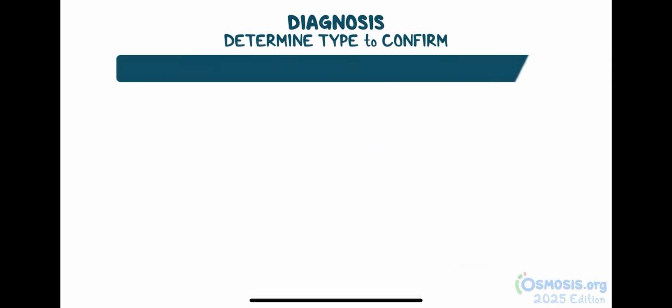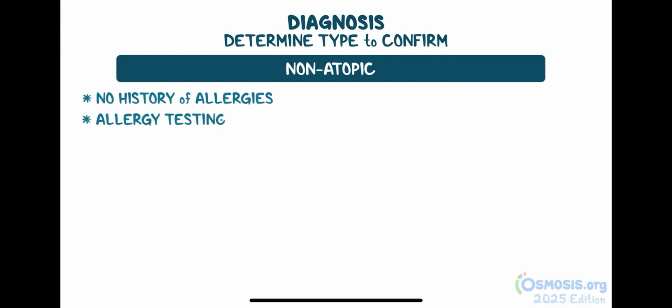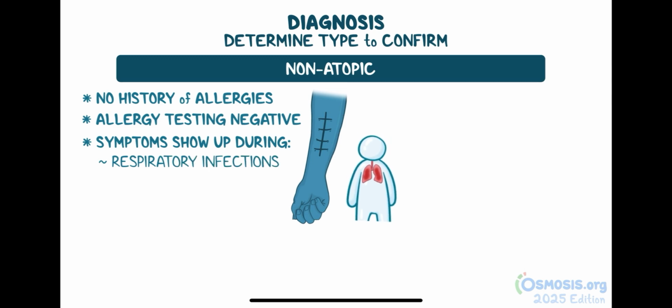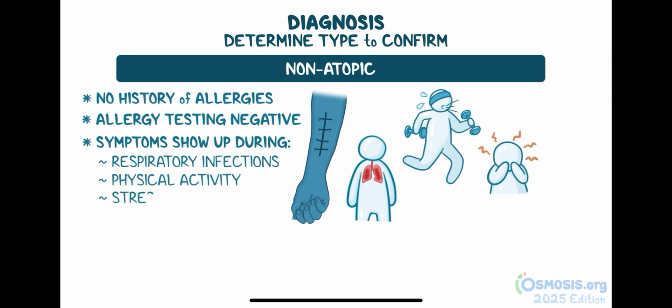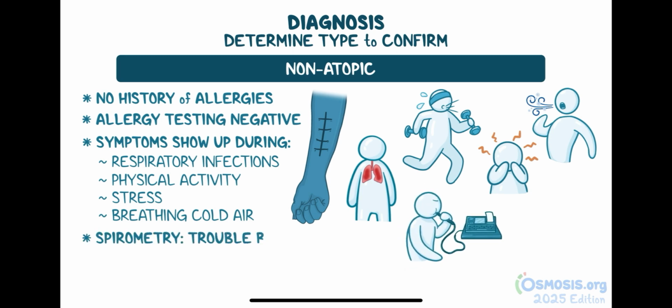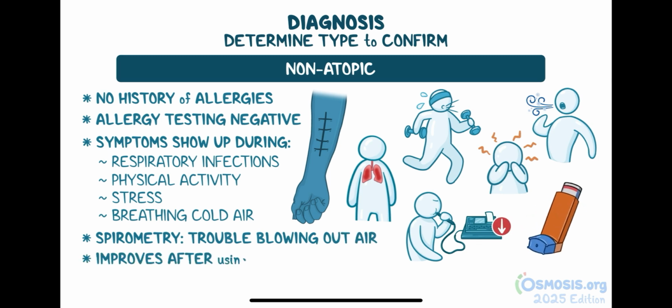On the other hand, in non-atopic asthma, there's no history of allergies, and allergy testing is typically negative. Instead, these individuals report that their symptoms show up during respiratory infections, physical activity, times of stress, or even when breathing cold air. And just like with atopic asthma, spirometry shows the same breathing pattern, meaning a person has trouble blowing out air, which improves after using a bronchodilator.